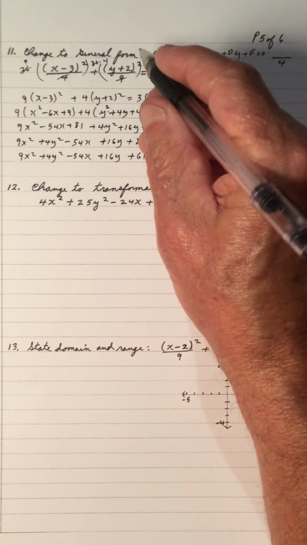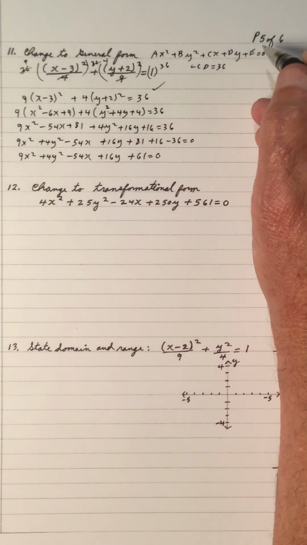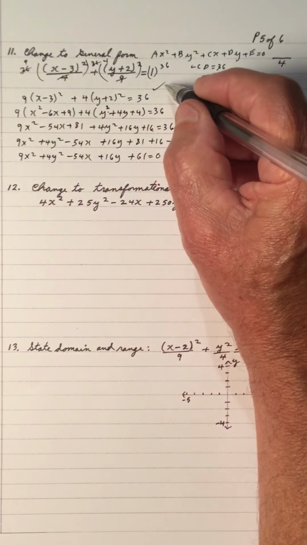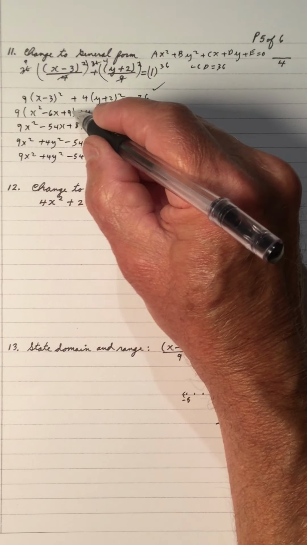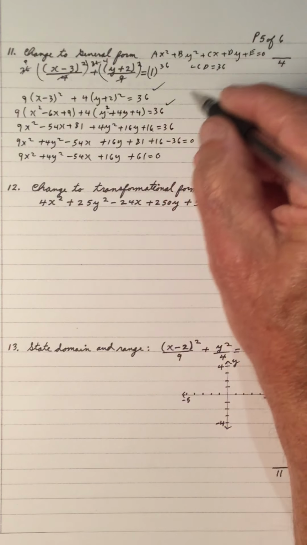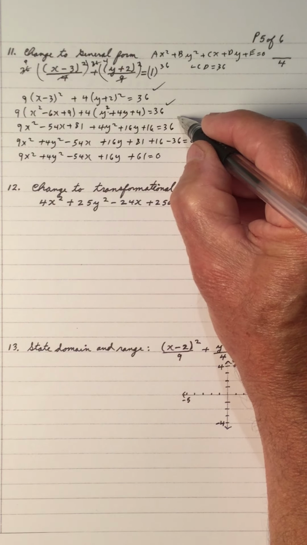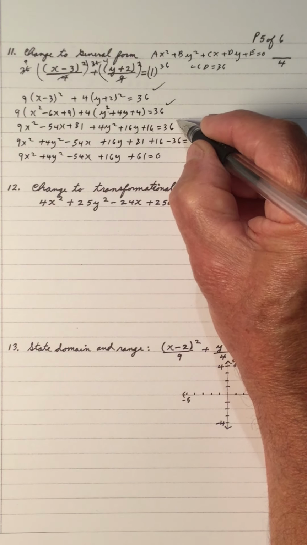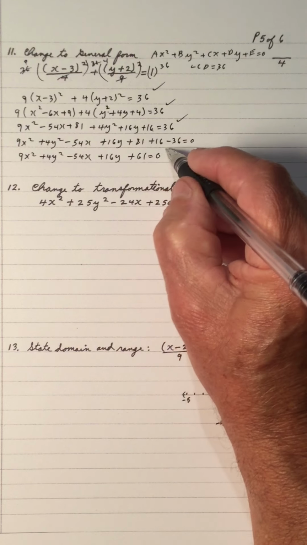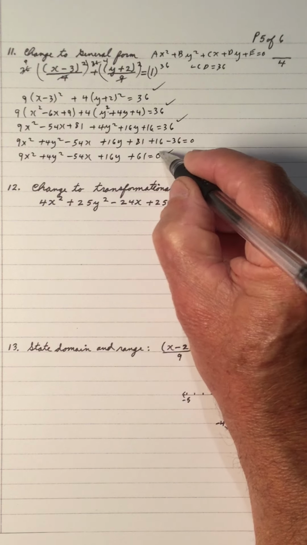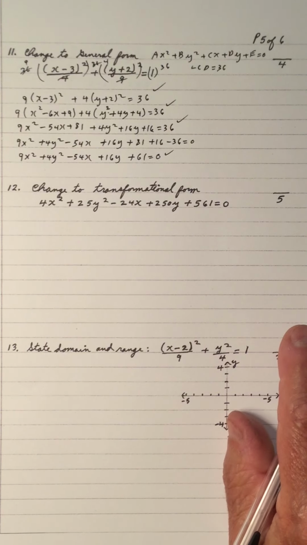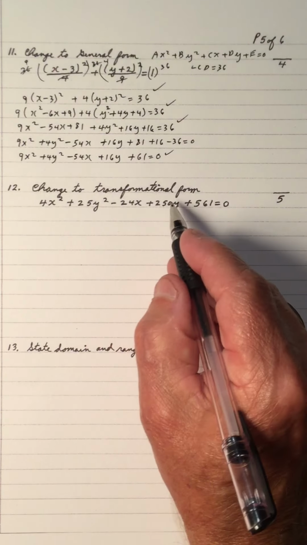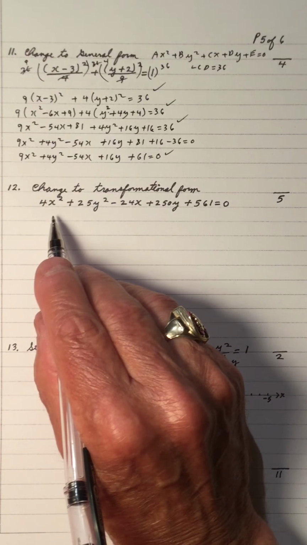So if you have this equation here, you get 1 mark. If you squared it out correctly, you get another mark. If you multiply it by 9, you get another mark. And if you simplify the equation to the right order, you get another mark. 4 marks in total. Number 12, change to transformational form.